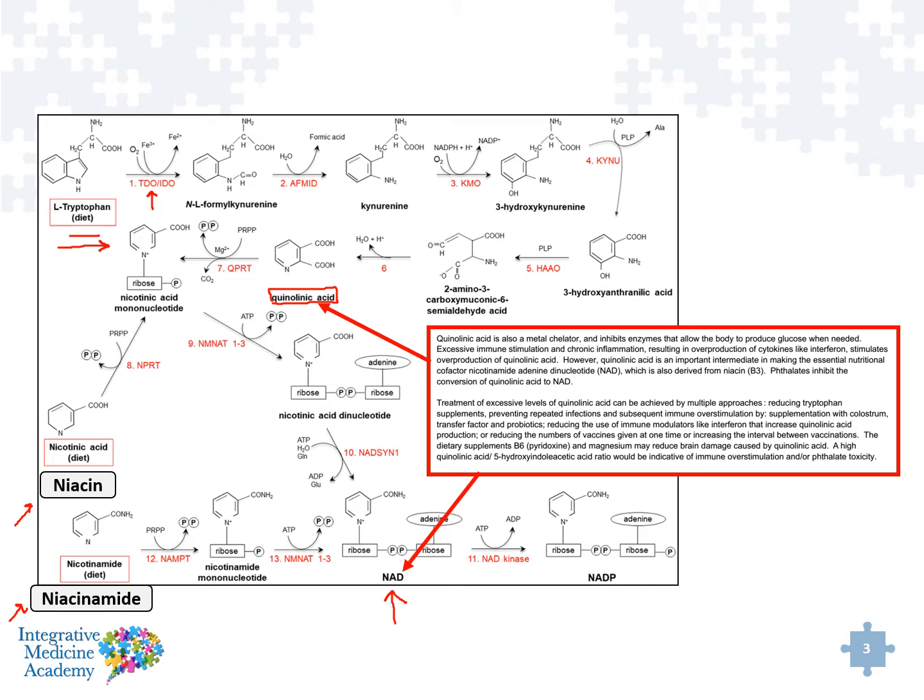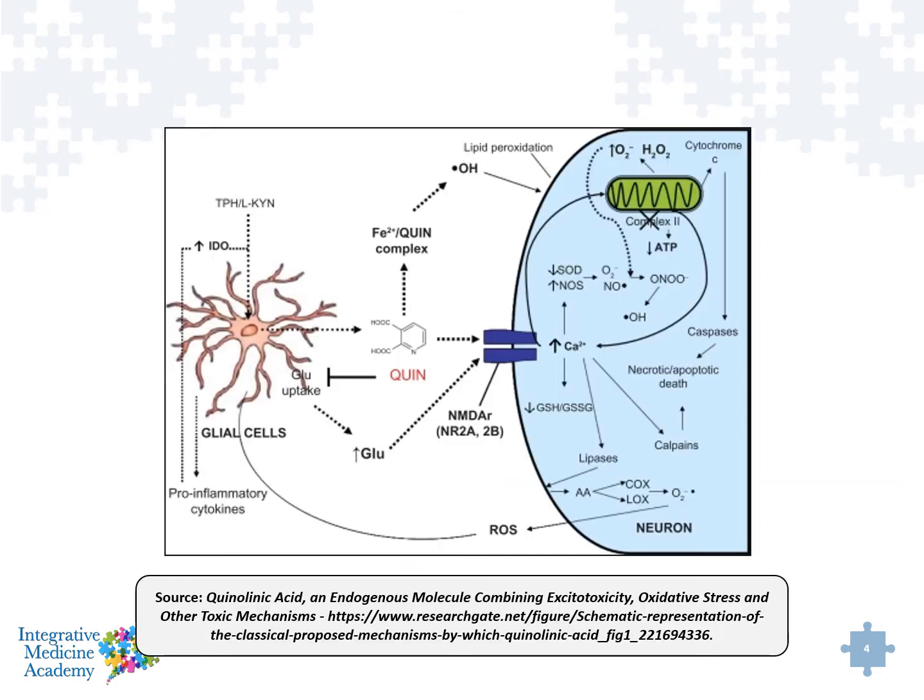You'll notice that niacin actually has to pass through nicotinic acid mononucleotide, down through nicotinic acid dinucleotide, and then eventually into NAD, whereas niacinamide is a little bit more of a straight shot. There are many things that can lead to elevated quinolinic acid, as I mentioned before. Quinolinic acid, interestingly enough, is a metal chelator, and it inhibits various enzymes in the body that regulate or have an effect on glucose. So there's a lot going on with quinolinic acid that is important to know about. This is one of my favorite slides. I use it in many of my lectures, and we talk about this quite extensively in the Advanced Organic Acid Mastery course that we have through Integrative Medicine Academy.